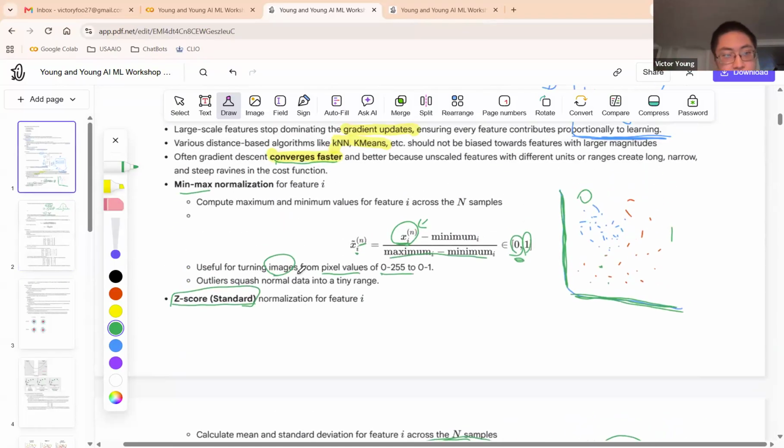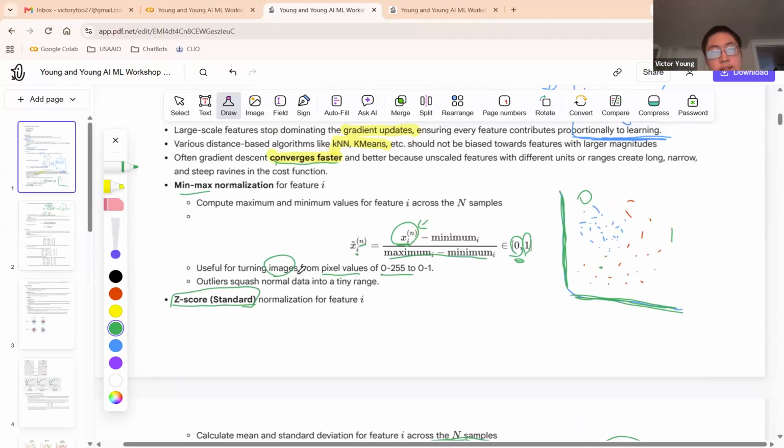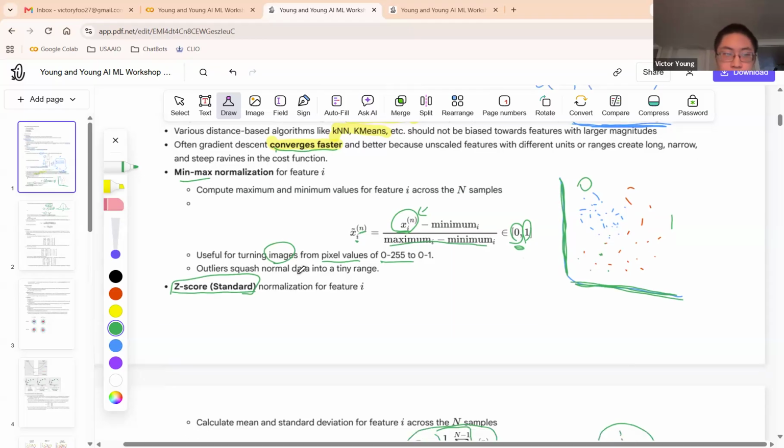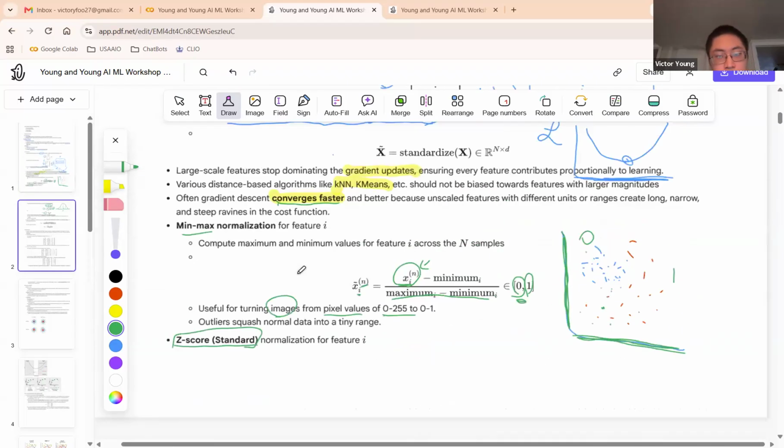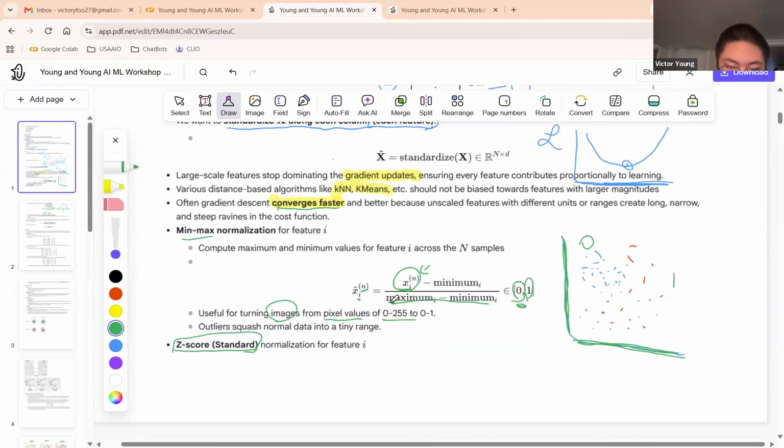And one bad thing about min-max normalization is that if there's an outlier, so if there are many houses, on average, there are 2 bathrooms. But if one house is very crazy and has 7 bathrooms, well, then every point will divide by 7.